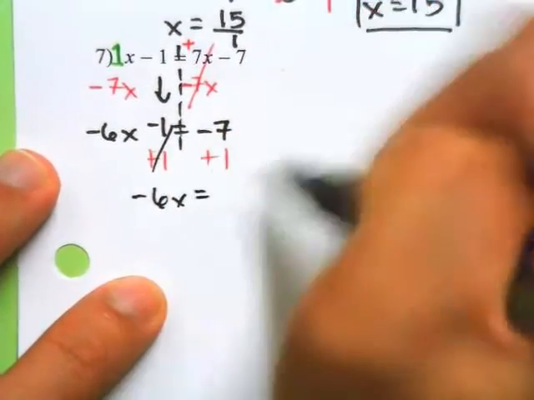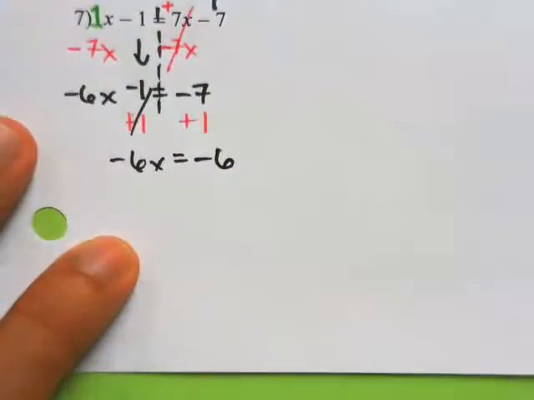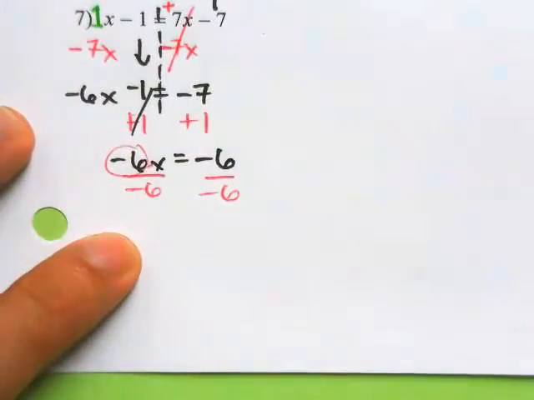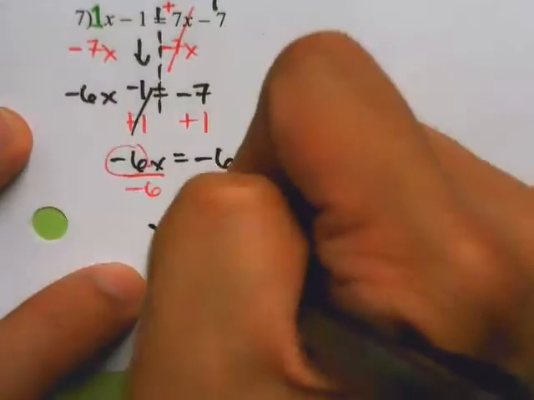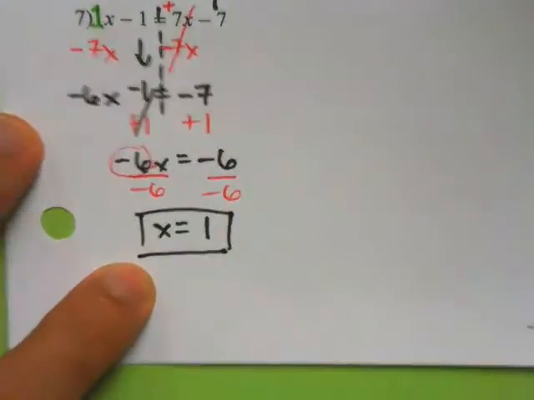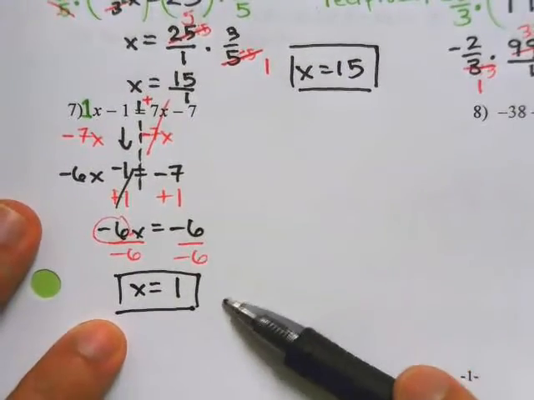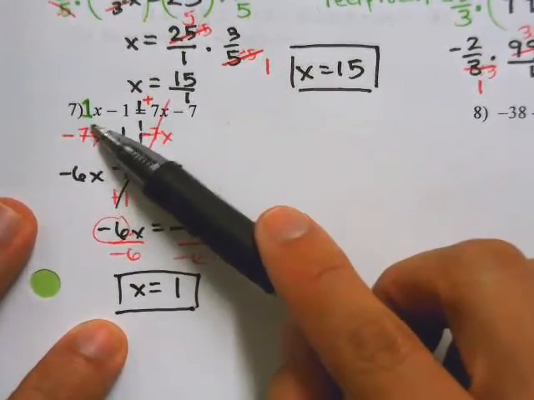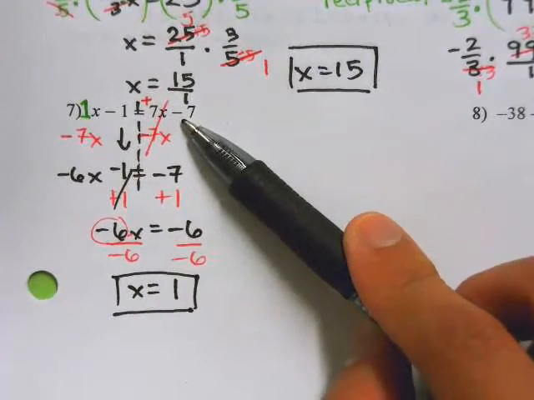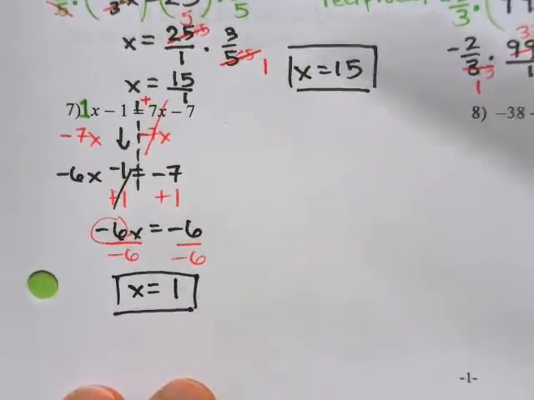Negative 6x is equal to, this is going to be also negative 6. And then this is a times. We're going to divide both sides by negative 6, whatever you see in front of the variable. X is equal to positive 1. Okay. I hope that makes sense. I mean, let's plug in 1. 1 minus 1 is 0. 7 times 1 is 7, minus 7 is 0 as well. So this should be a legit answer.